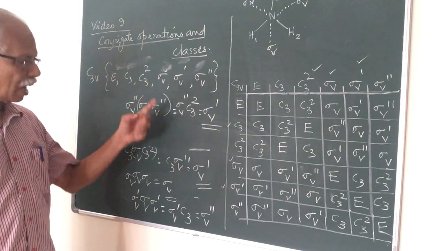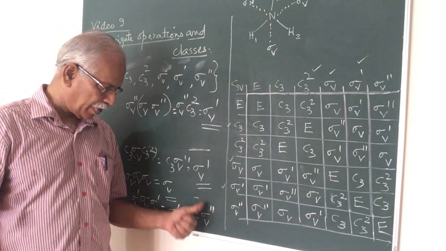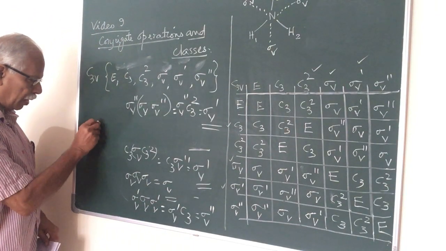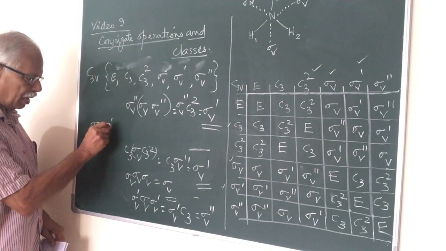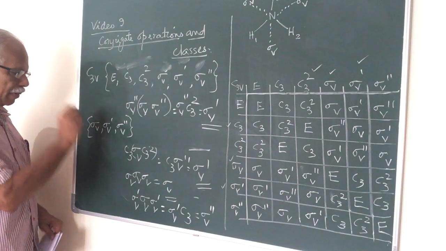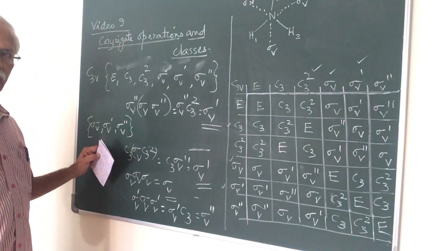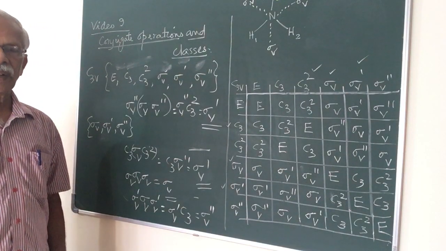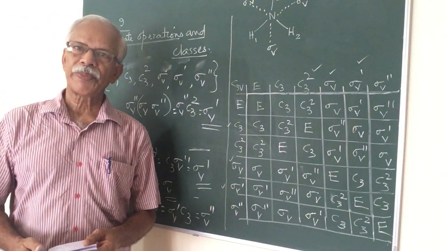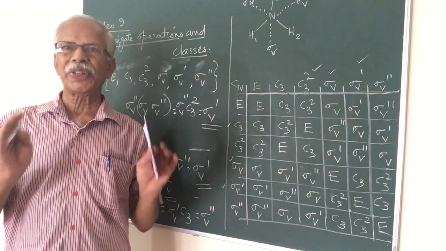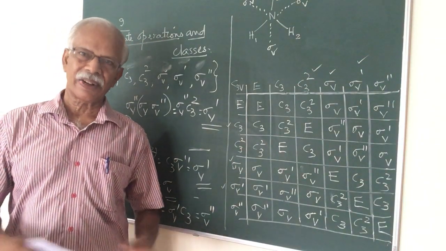Other than that, it is also conjugate to sigma v dash and sigma v2 dash. That is, sigma v dash and sigma v2 dash are conjugate to one another. These three will form another class. There are some theorems regarding conjugate operations. Every operation is conjugate to itself, and it is a trivial result.